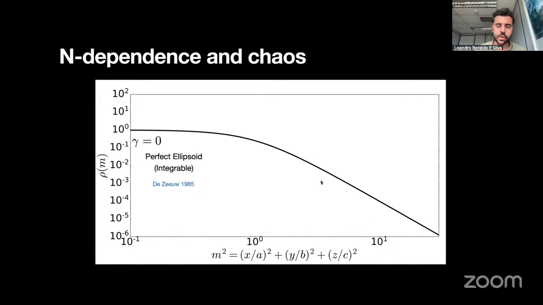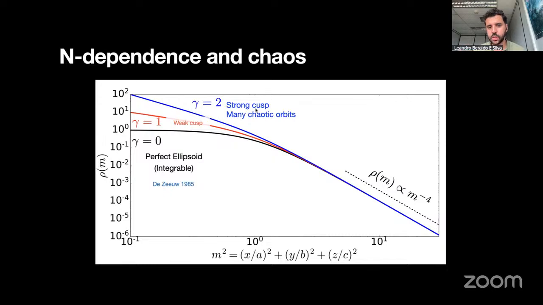Okay, now I will say a few words about this N dependence and the role of chaos for this entropy increase. For this, I used a different potential here. It's not a spherical potential anymore. It's a triaxial potential, which can have different inner slopes. In the case gamma equal to 0, we have this perfect ellipsoid potential, which despite being triaxial is still integrable. So every orbit here is regular. There's no chaos here, okay? And I also investigated another potential with a weak cusp, which is non-integrable and has chaotic motion, and another one, a strong cusp, with even more chaotic orbits, okay?